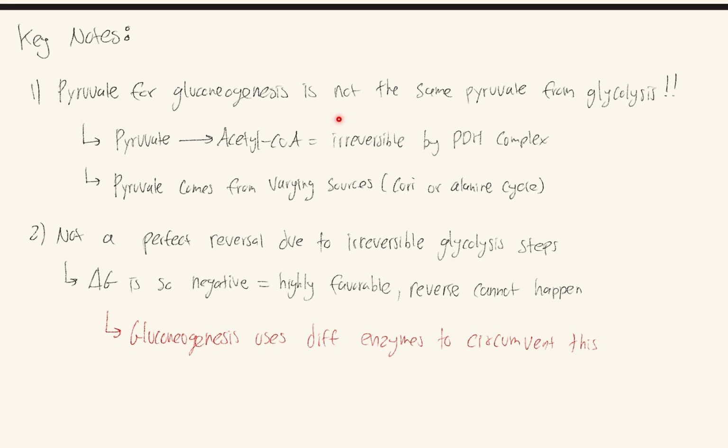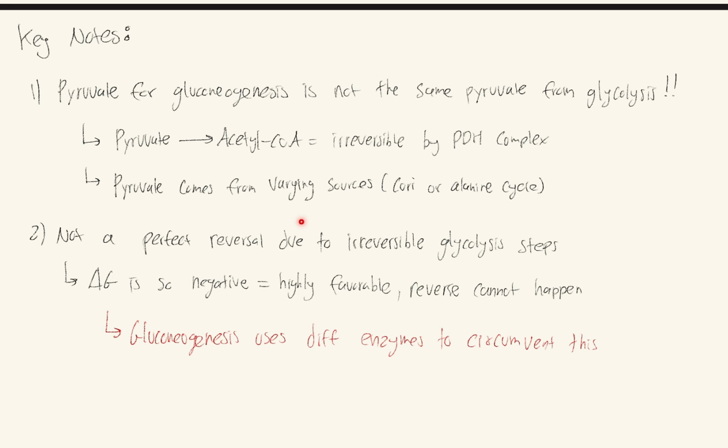Pyruvate for gluconeogenesis is not the same pyruvate from glycolysis. Really ingrain that in your head. And the reason for this is that pyruvate to acetyl-CoA through the pyruvate dehydrogenase complex is irreversible. What this means is the delta G is so negative for the forward reaction, which means spontaneous and energetically favorable, that it makes absolutely zero sense for the cell to even try to reverse this reaction. So it won't. So pyruvate to acetyl-CoA is not the same pyruvate that we got from glycolysis.